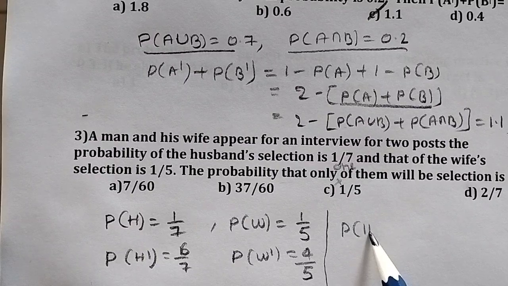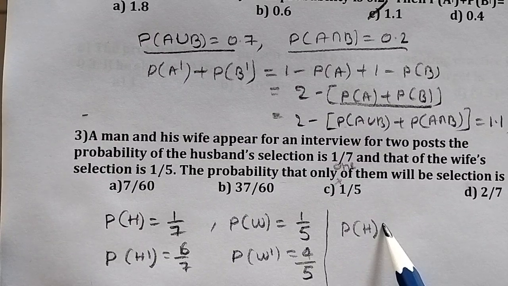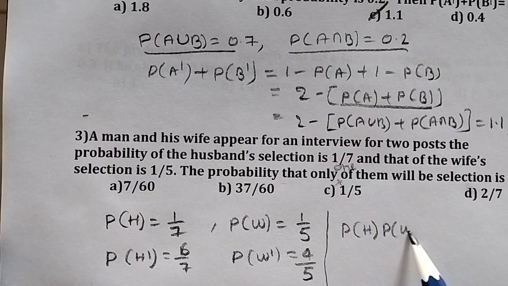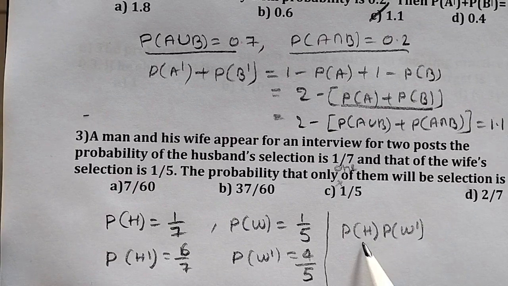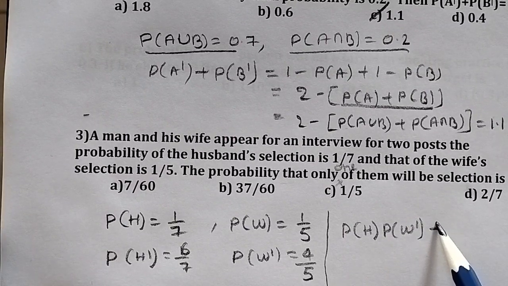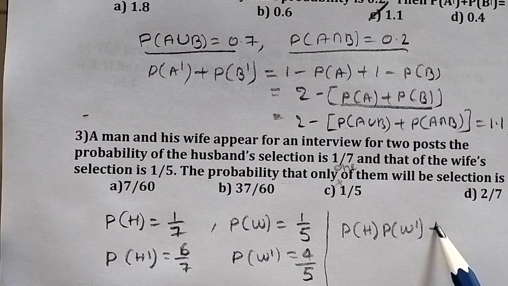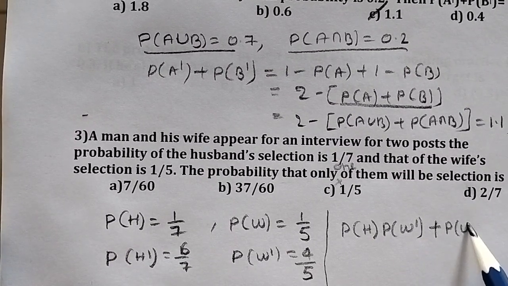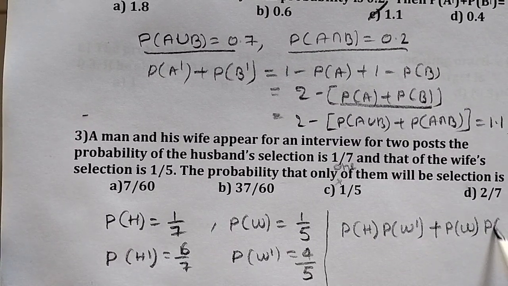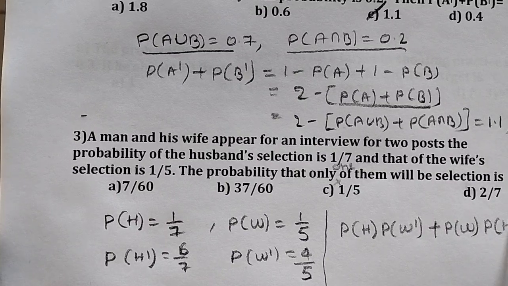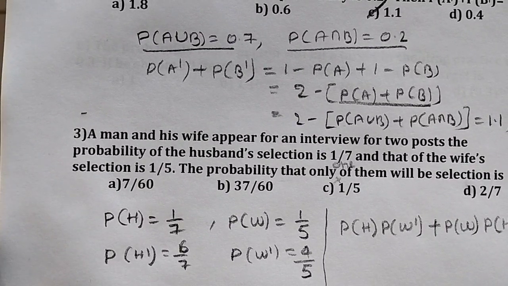While the husband gets the job, the wife doesn't get the job. That means only the husband gets the job. While the wife gets the job, the husband doesn't get the job. Okay, so now I'm going to H bar.